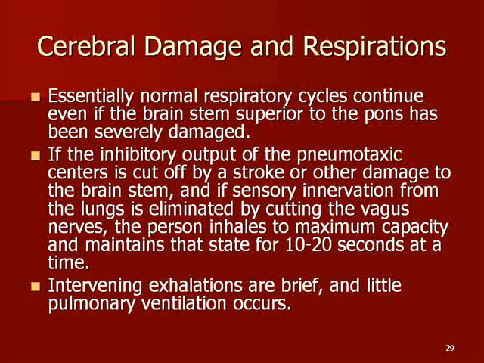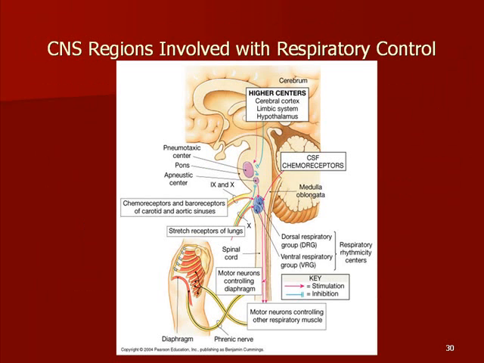If the inhibitory output of the pneumotaxic center is cut off by stroke or other damage to the brainstem, and if sensory innervation from the lungs is eliminated by cutting the vagus nerve, the person inhales to maximum capacity and maintains that state for about 10 to 20 seconds. Intervening exhalations are brief and little pulmonary ventilation occurs.